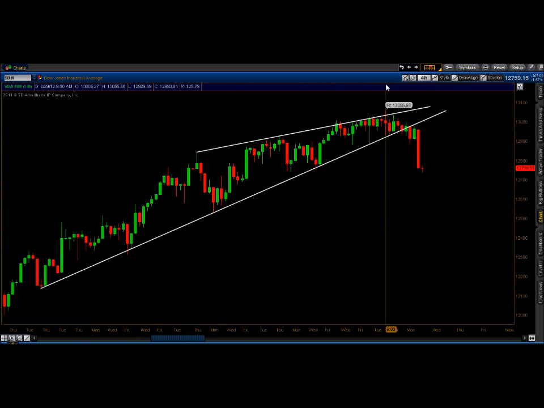Here we have the Dow Jones Industrials average, again a break of the rising wedge pattern. You can see that clearly within this entire range. Prices pushed well below that. So again, just showing you that other averages are also confirming each other.